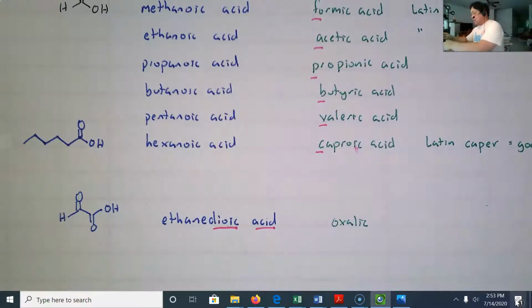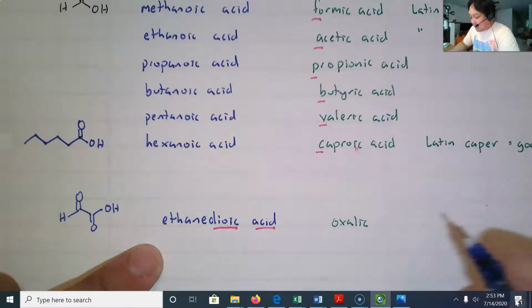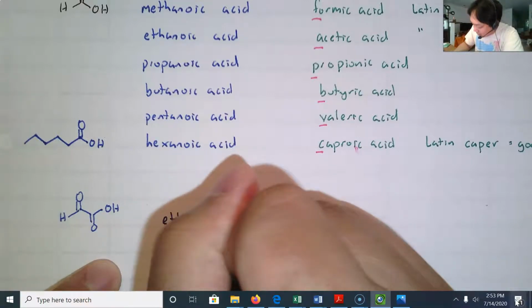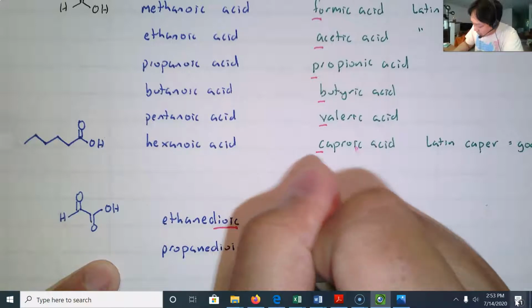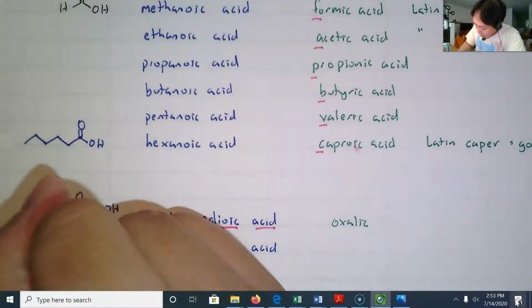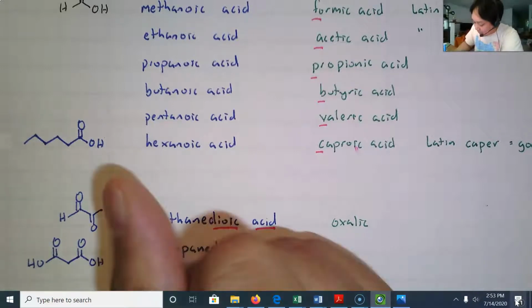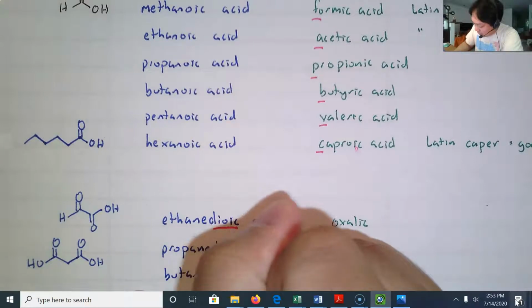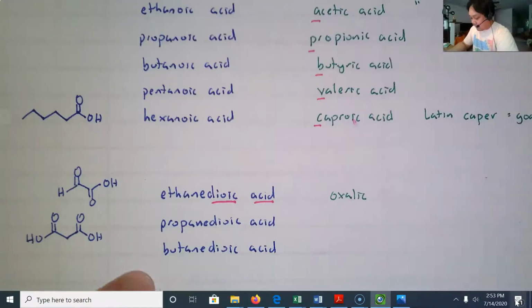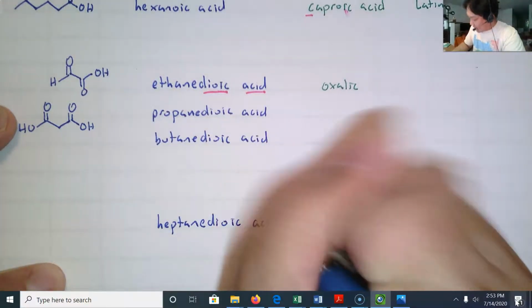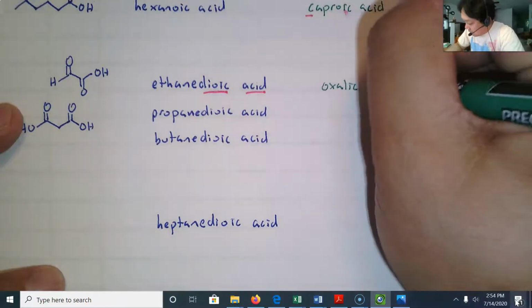And we are going to go up to 7 carbons, meaning we're going to have 6 names. Ethane dioic. Next one is what? Propane dioic. And let's just draw that real quick. Okay, next is, I'm not going to draw them, butane dioic. I'm going to skip some. Butane dioic, pentane dioic, hexane dioic, heptane dioic. Just 7 carbons. Heptane dioic acid.